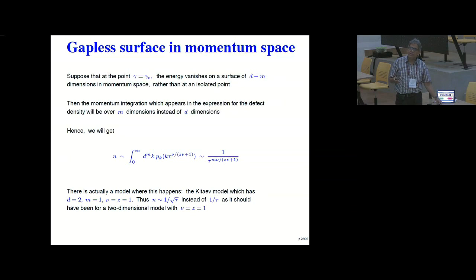So first of all, let's look at a gapless surface. Suppose that at the critical point, gamma equal to gamma C, the energy vanishes on a surface of D minus M dimensions, rather than at an isolated point in K space. Then the momentum integration, which appears in the expression for the defect density, is over M dimensions instead of all the D dimensions.